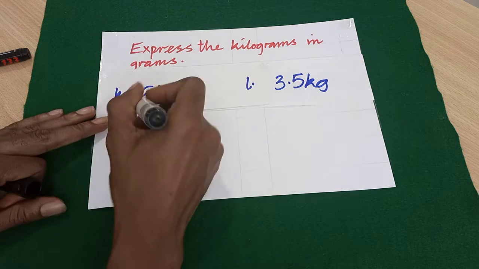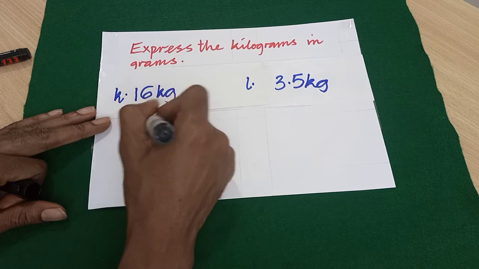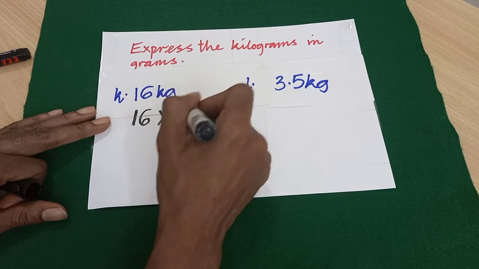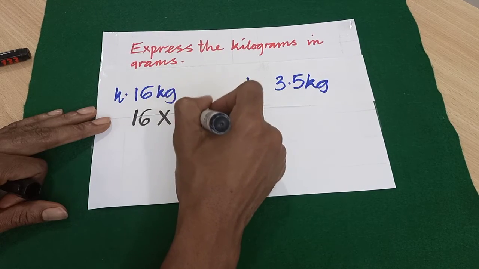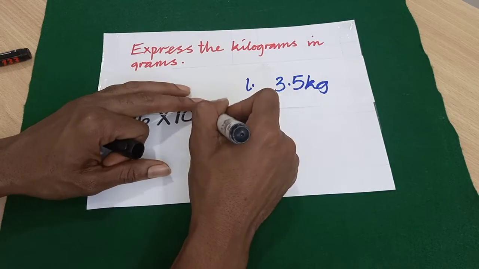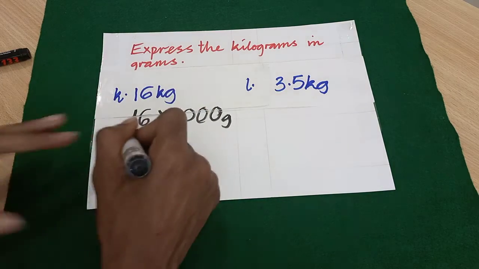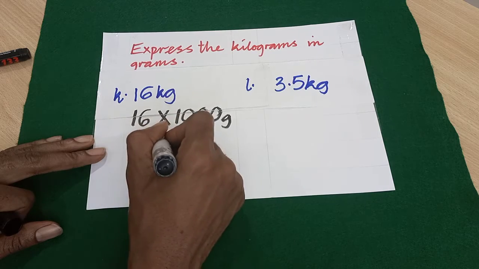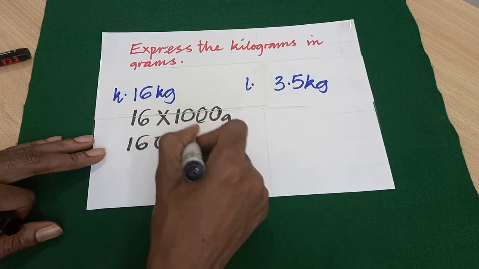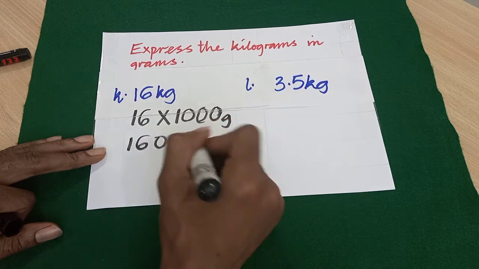Okay, so this is going to be what? 16 times 1000 grams, okay, which is basically going to be 16 followed by 3 zeros, that is 16,000 grams.